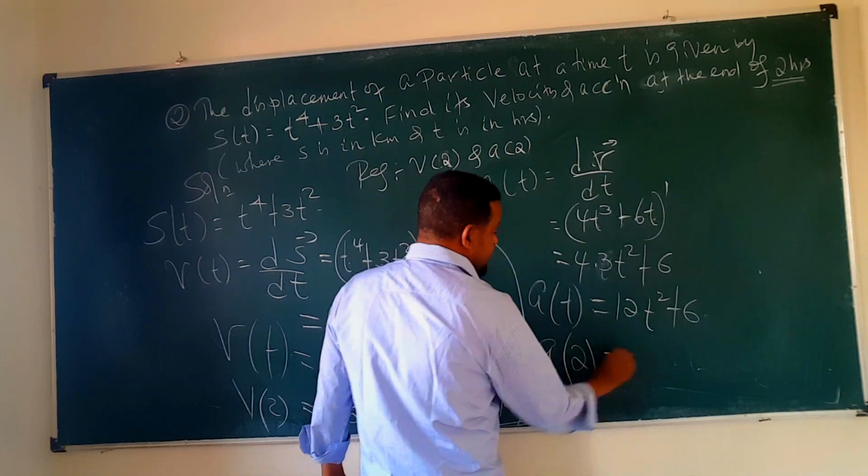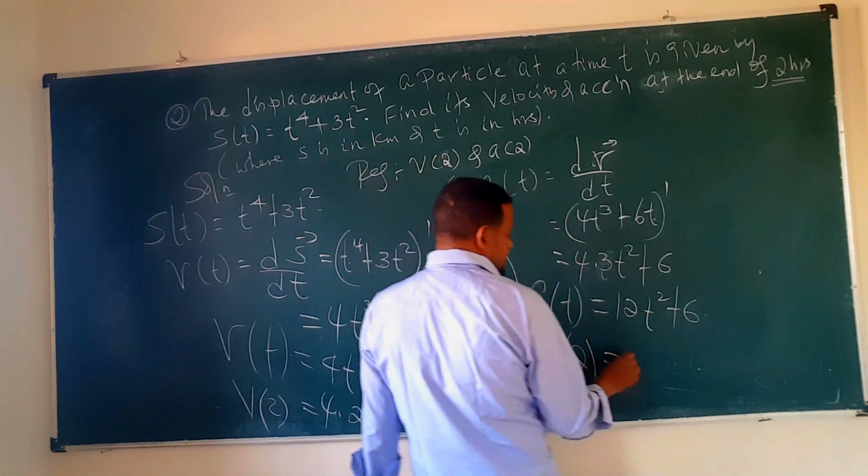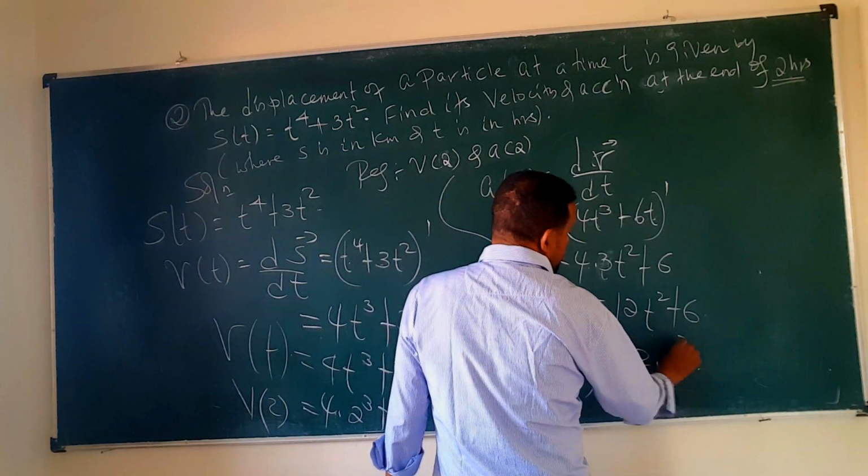What is the acceleration at the end of 2 hours? So a of 2 is given by what? 12 times 2 squared plus 6.